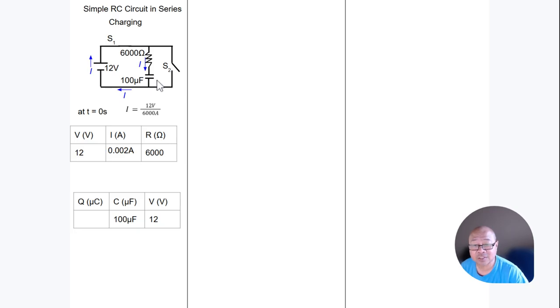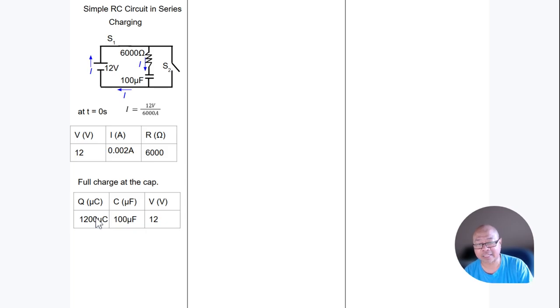Remember, the capacitor right at the beginning at t equals 0 is acting like a wire. So the current's just flowing through right at the beginning at t equals 0. We take 12 and we divide it by 6,000 to get 0.002 amps or 2 milliamps. So eventually, we're going to get to a value of 1,200 microcoulombs in that capacitor. But that's going to take a little while, okay?